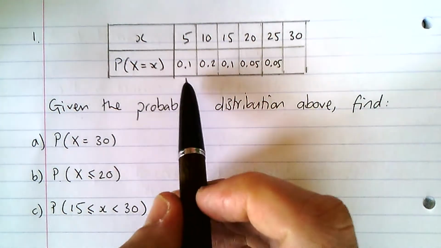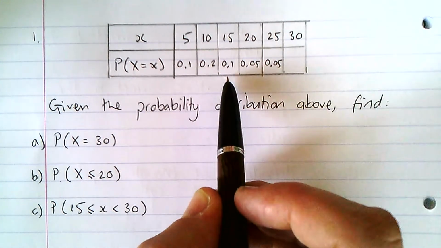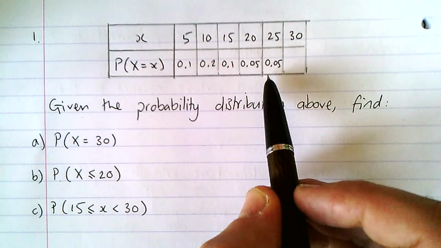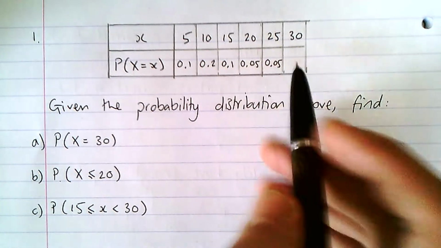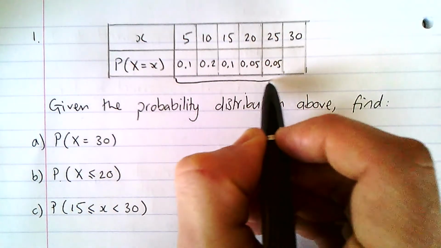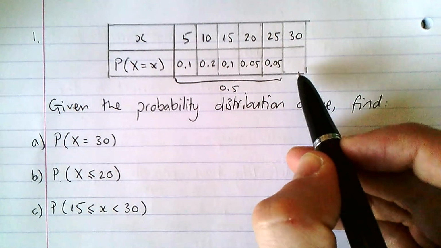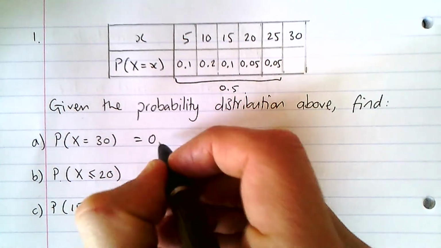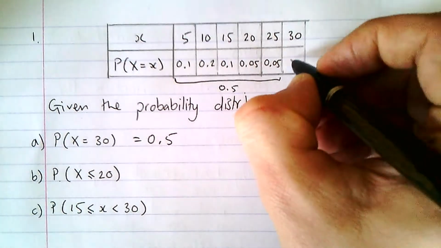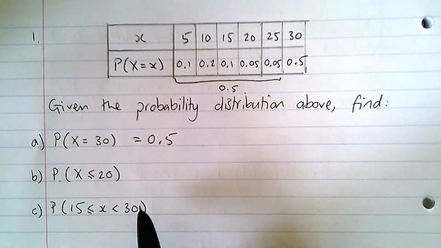So here if we add them up, 0.1 add 0.2 is 0.3, add another 0.1 is 0.4, and those two together will give me another 0.1. So altogether this here is 0.5. So from there to there we get 0.5. So that means that this final box here has got to be 0.5, and I'm actually just going to fill that in that box. So the probability that X equals 30 is 0.5.